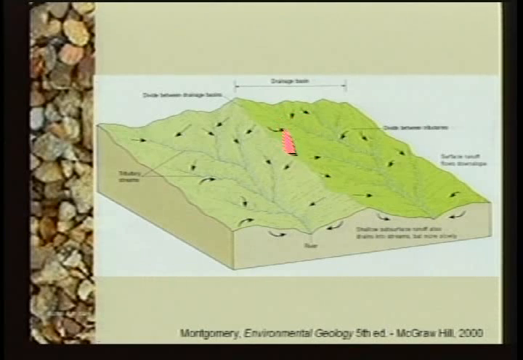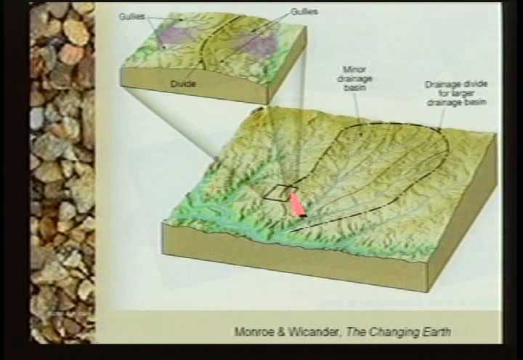All water falling on this side of the mountain would drain to this system, and all water falling on this side of the mountain would drain to this system. This is our divide. We have two drainage basins. Now within a drainage basin, here we have a drainage basin for a larger drainage basin. Here's our divide here in the dashed line, but within we can also have minor drainage basins.